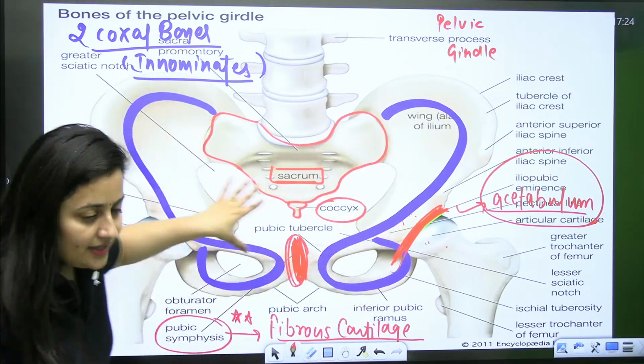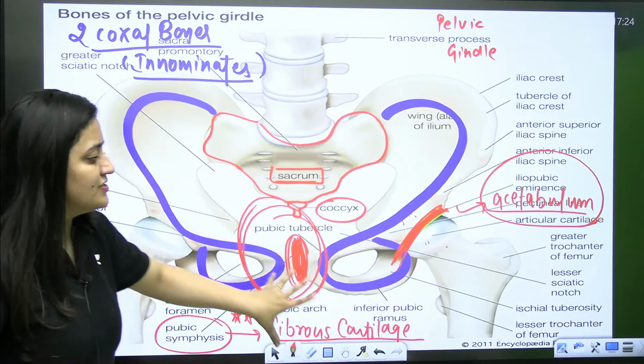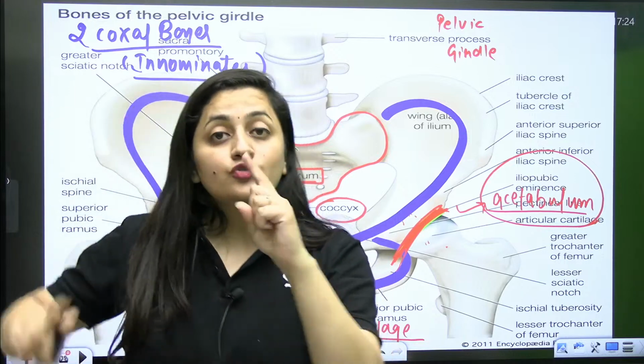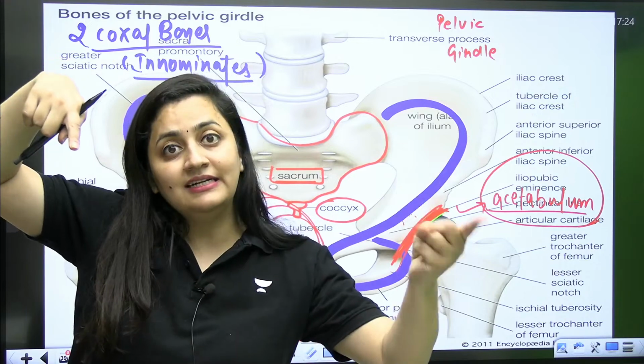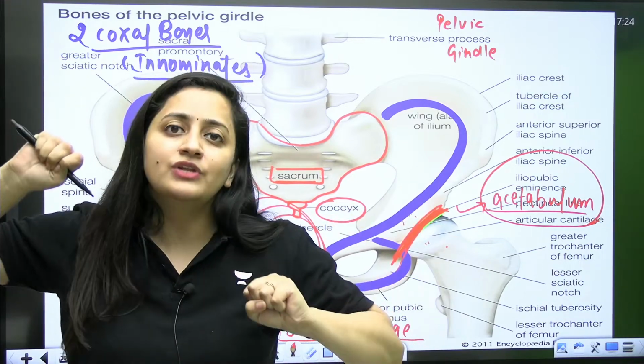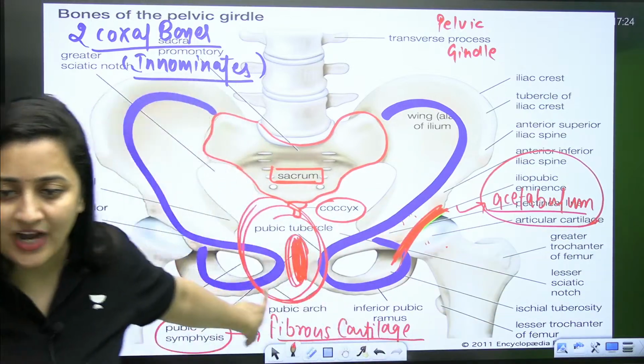And here you can see the pubic symphysis is attaching these two coxal bones, and this is fibrous cartilage. So remember, when a female is pregnant, the hormone relaxin, which the placenta and ovaries also release, makes this pubic symphysis more flexible for childbirth.